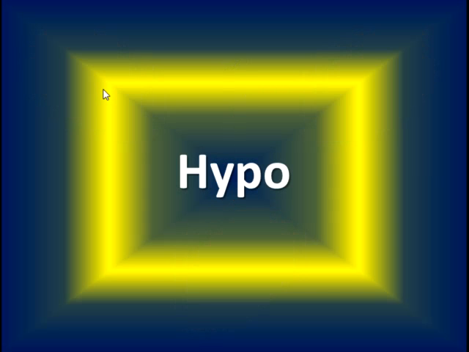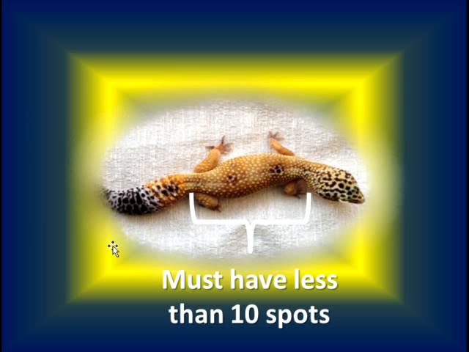So first we're going to talk about hypo. With hypos, it just means hypomelanistic. And melanin is this dark pigment that you see, like the spots. And that's just to help absorb light. So in order to be considered hypo, they have to have less than 10 spots on their body. This excludes their head and their tail. So if your gecko has 5 spots on its back, like this girl, I think she has 5, then it's considered hypo, but any more than that, it would be considered high yellow.